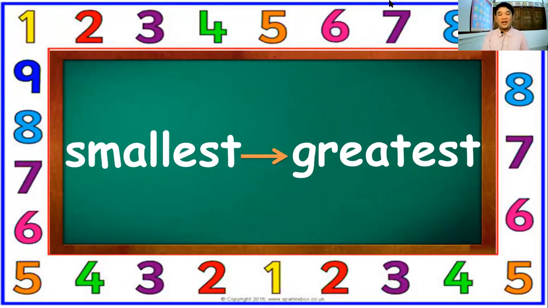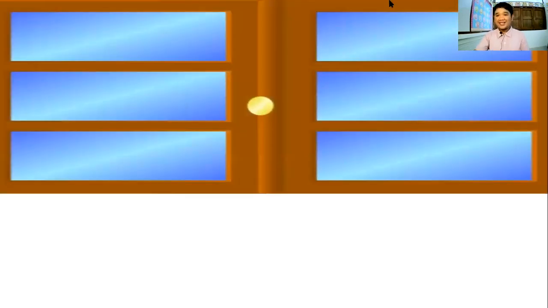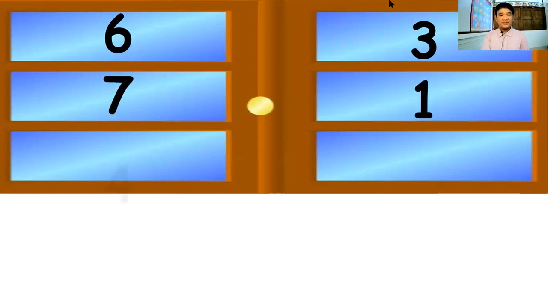Okay, let's have another one. Smallest to greatest. So the given numbers are like this. We have 6, 3, 7, 1, 4, and 9. So let us order the numbers from smallest to greatest. Okay, the first answer is 1. 1 is the smallest.